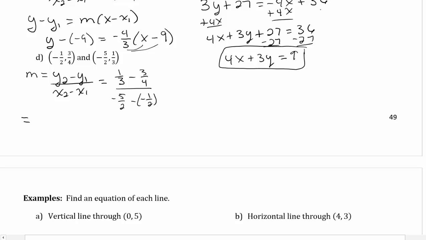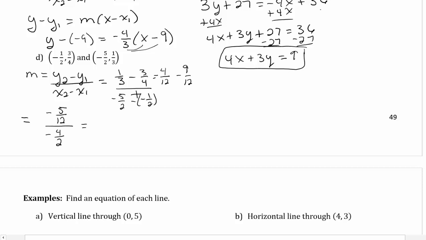So now remember, we need a common denominator in order to subtract. We already have that in the denominator, so that's nice, but in the numerator we need a common denominator. And so our common denominator will be 12. So 1/3 is the same as 4/12, and 3/4 is the same as 9/12. And 4/12 minus 9/12 gives us negative 5/12. And remember, minus a negative is plus, so we have negative 5/2 plus 1/2, and so that would be negative 4/2.